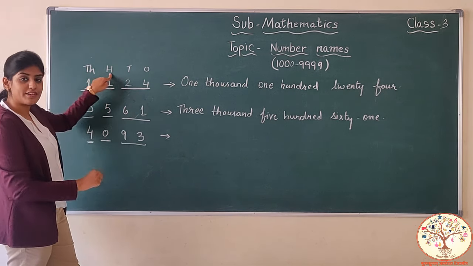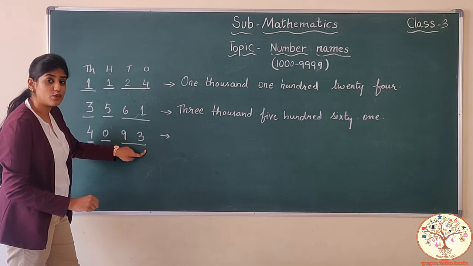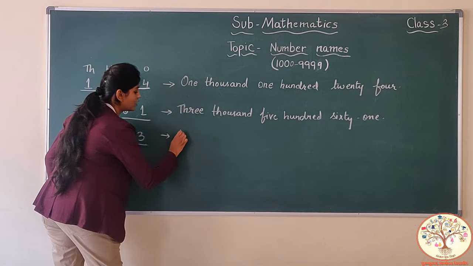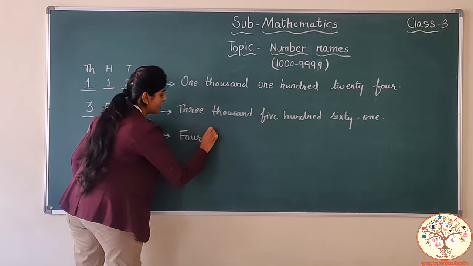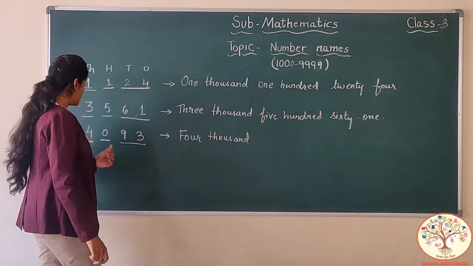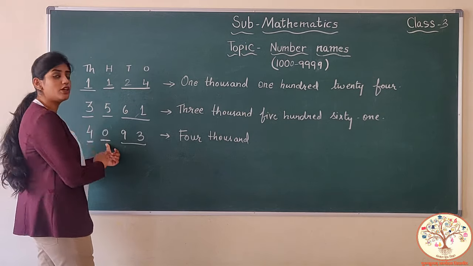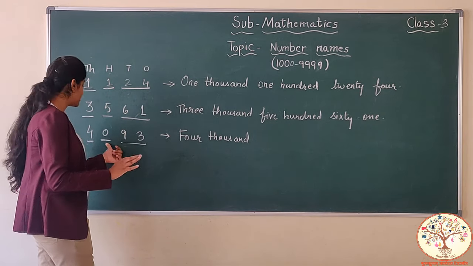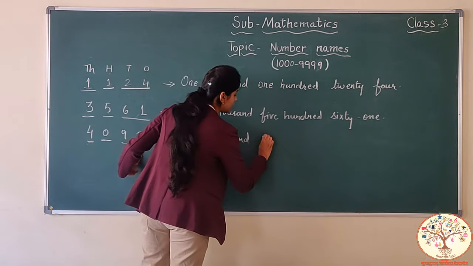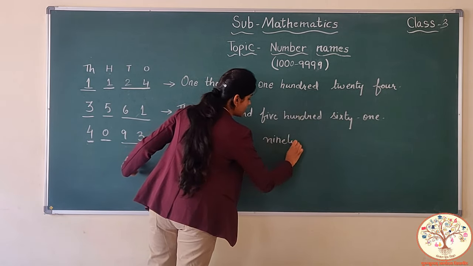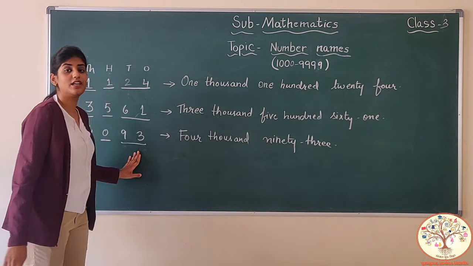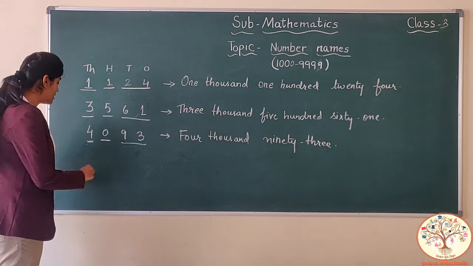Skip the hundreds place. Now, what is there in tens and ones? 93. So, let's write the name for this number. There is 4 in the 1000 place. So, 4,000. There is nothing, I mean, there is 0 in the hundreds place. We will not write this name. We will write tens and ones. So, 4,093 will be the number name for this number.